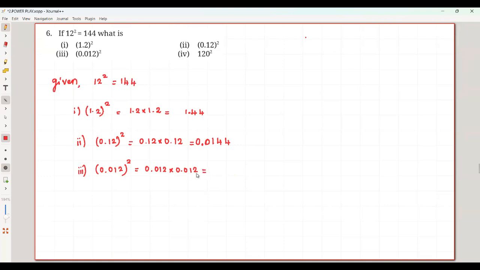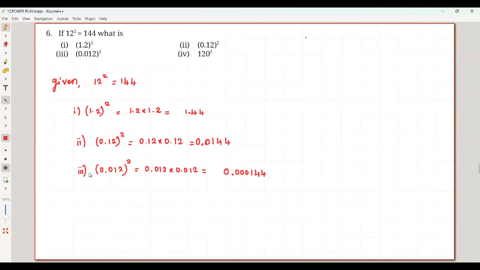0.012 into 0.012. That means 12 12, we will be getting 144. So here 3 digits, here 3 digits, so total 6 digits. Before 6 digits, I have to keep the decimal point. But here I have only 3 digits. For making it 6 digits, I have to take 3 more zeros. Now I can keep the decimal point before 6 digits. In standard form, you have to write it as 0 point. So the answer is 0.000144. Okay. That is the answer.